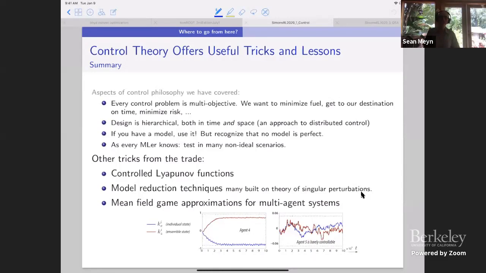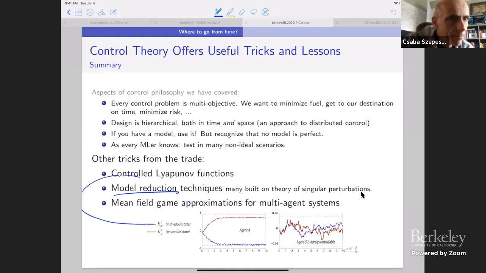Yeah, I'm glad you asked that. Thanks. But the whole thing is model reduction. And that was my point in both of these. Okay. I don't see any other questions for now, and we are right on time.